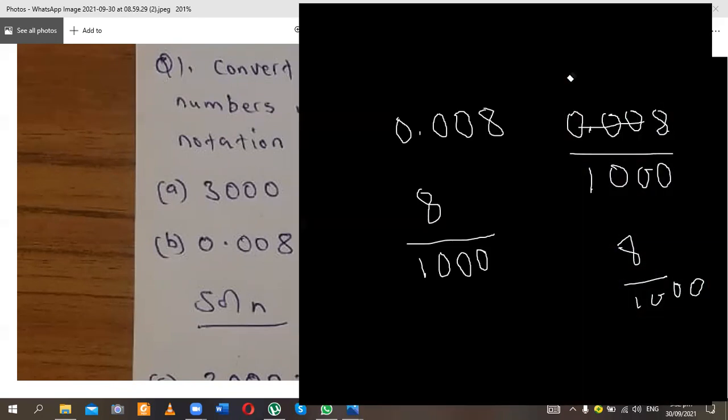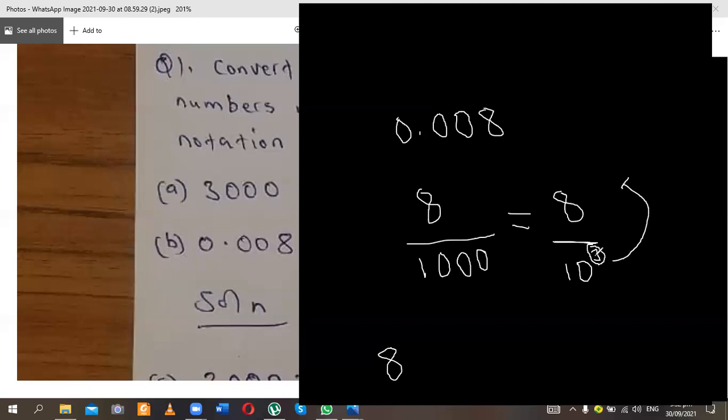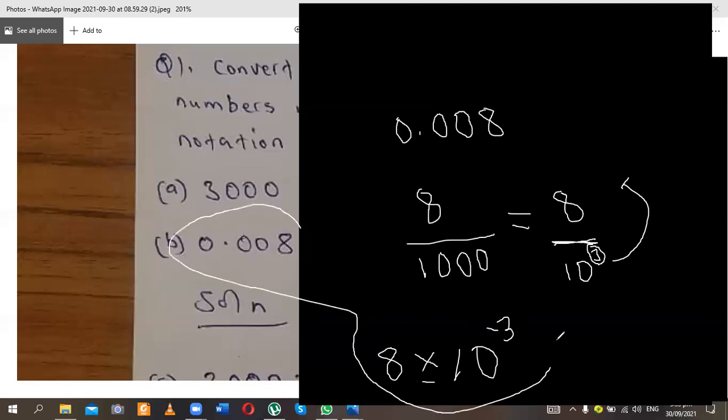Oh, have we remembered now? Yeah. So meaning this number can also be written as 8 over 10 raised to power 3, isn't it? Yes. Now, when this power here is positive, because we are dividing, the moment this number goes on top, this power becomes negative. So you can also write it as 8 times 10 raised to power negative 3. This time we were dividing. Now, the moment we put a multiplication here, the sign becomes negative. So this number here can be written in that way.